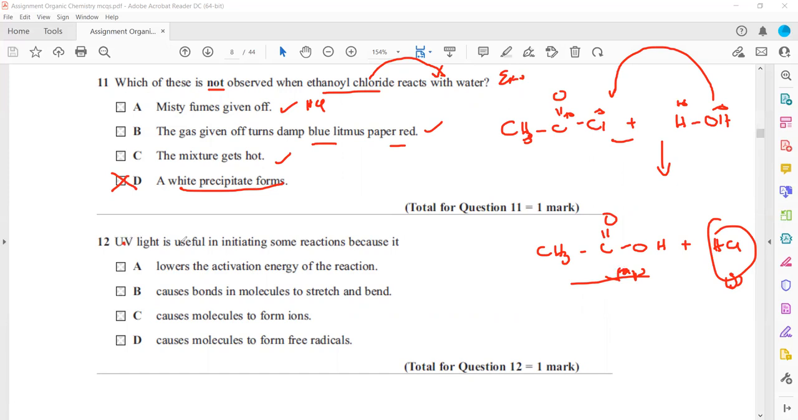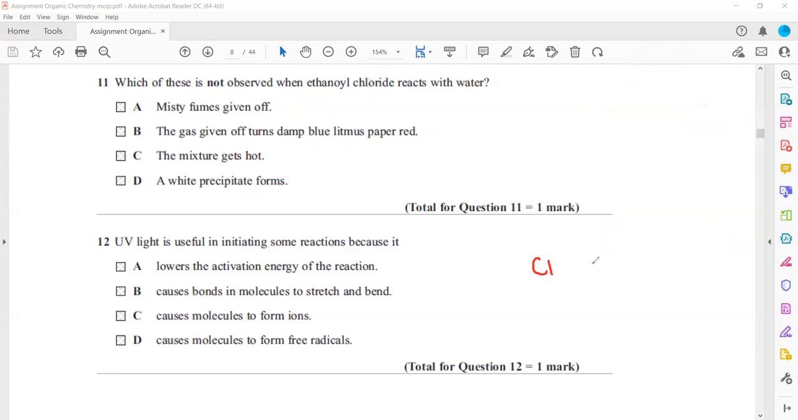Then question 12: the ultraviolet light is useful to initiate some of the reactions because what is the effect of the ultraviolet light? Ultraviolet light can break the bonds and produce a free radical. As a result of the UV light, homolytic bond breaking will occur and it produces a free radical.